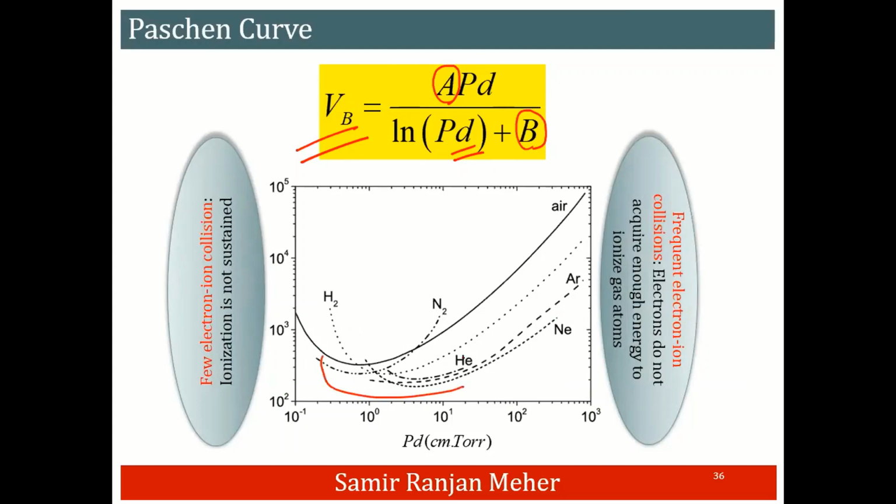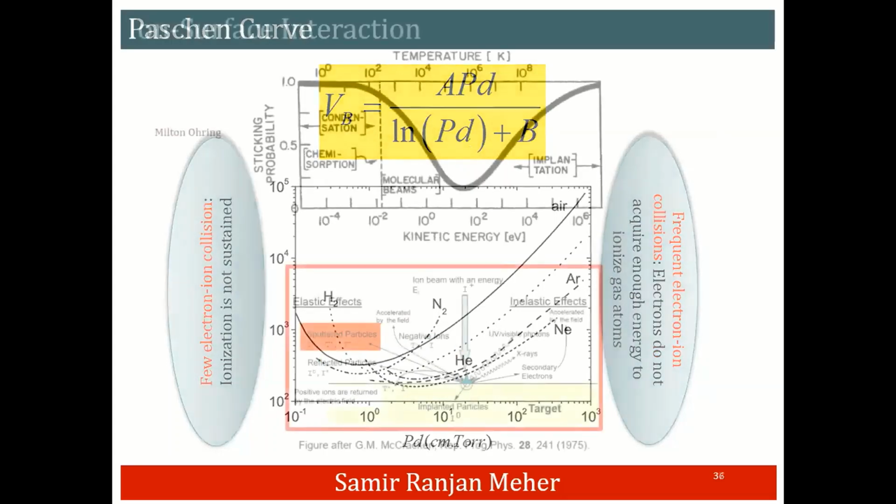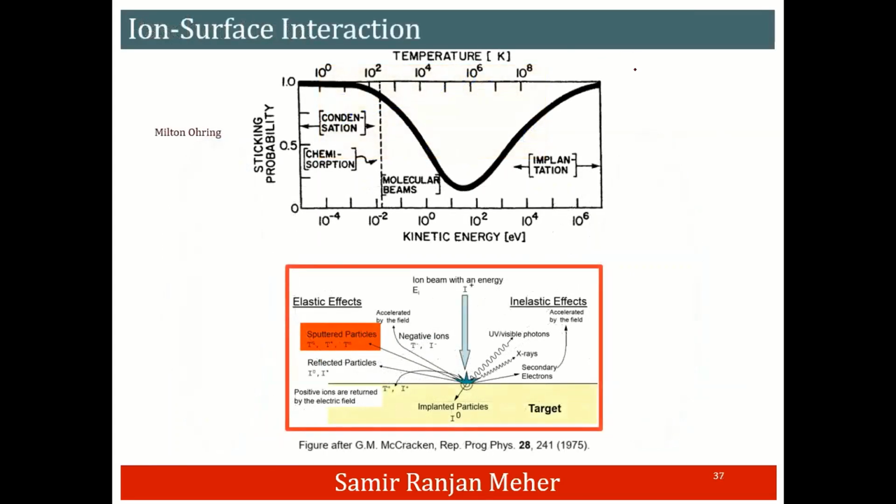So you have to find out one optimum range for the breakdown voltage, which occurs in between around a few tens to a few hundreds of volts. So this is what we have to look into according to the Paschen curve. During the sputtering process, when the ion imparts energy to the particular solid surface, only for a certain optimum energy of the ions, the sputtering takes place.